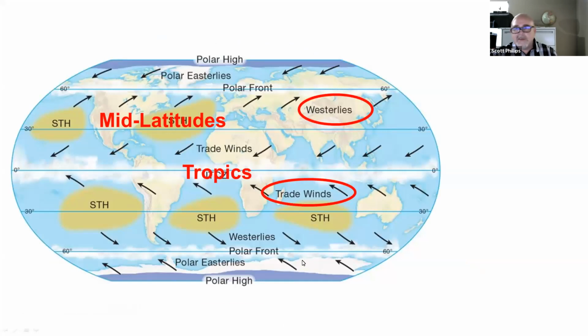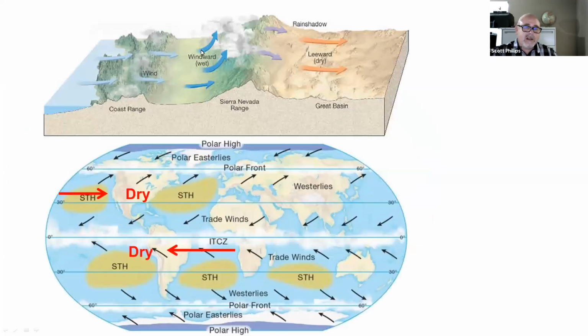So, and this will depend on which way the winds are going. So we talked about in the mid-latitudes up here, we have the westerly winds blowing from west to east. And in the tropics down here, we have the trade winds blowing from east to west. So if we look at California, we are impacted by these westerly winds. Air is coming in this direction from the Pacific Ocean.